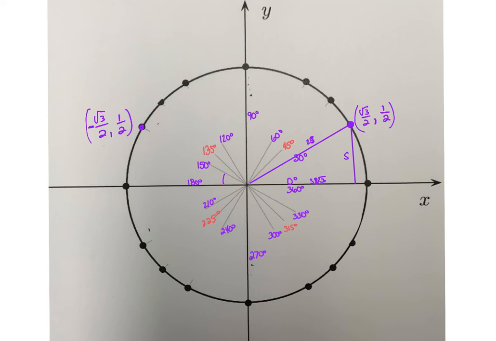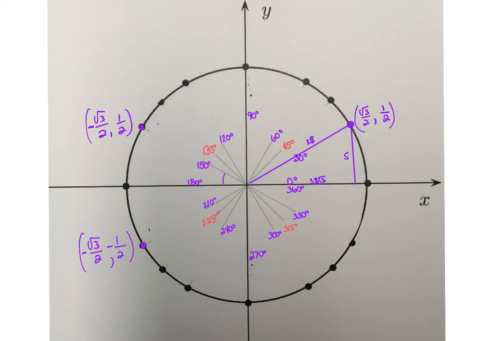210 up to 180. How many degrees is that? 30. This guy right here is going to be the same exact values. Square root of 3 over 2, 1/2. However, in the third quadrant, what about those values? Positive or negative? Those are both negative.